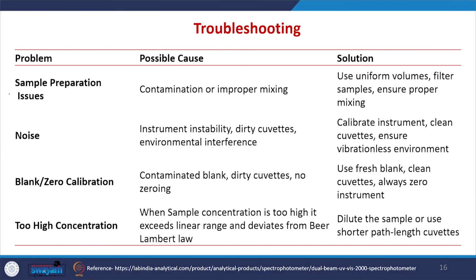Let us see some of the common issues which we face when we use the UV-visible spectrophotometer for measuring the absorbance of sample, and also how to overcome those challenges. The first problem is sample preparation issues. So, the possible cause may be the contamination or improper mixing. We can use uniform volumes, or we can filter the samples to remove the impurities or contamination and make sure that there is proper mixing.